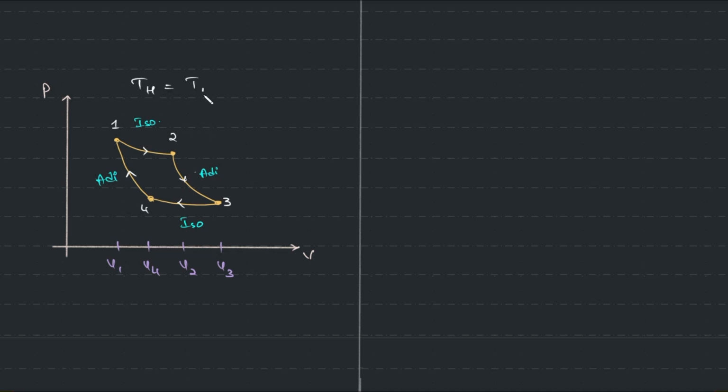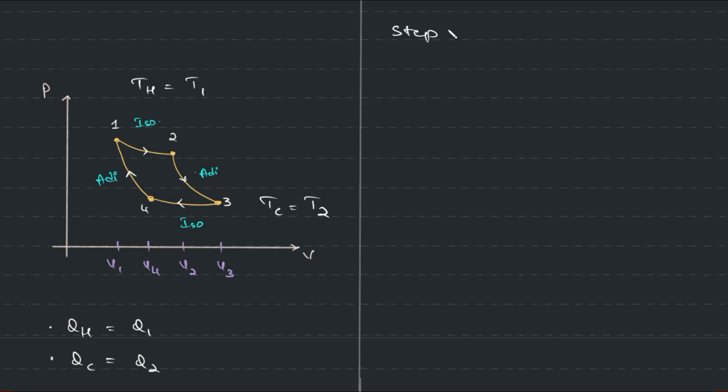I'm calling TH as T1. I'm maintaining your textbook standards. So actually I don't like that TH is called T1, but anyways, I'll maintain that. And TC is equal to T2. And also QH is equal to Q1 and QC is equal to Q2. It's kind of confusing for me, but I'll just go with the flow of the books.